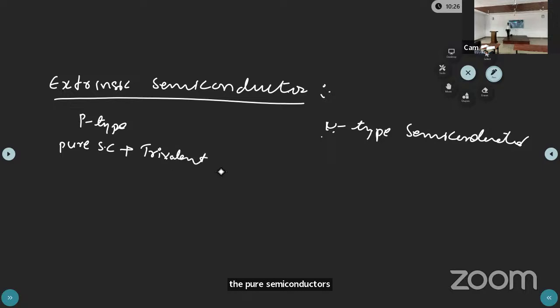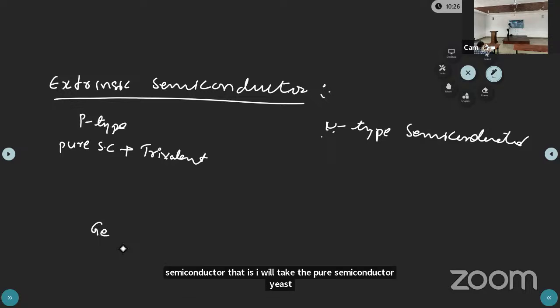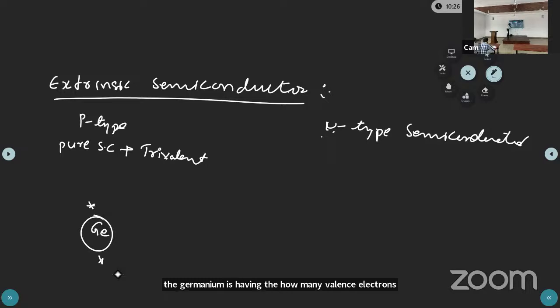So this is the pure semiconductor plus the trivalent impurity. Now take one pure semiconductor, germanium. How many valence electrons does germanium have? Now I will mark the valence electrons here.